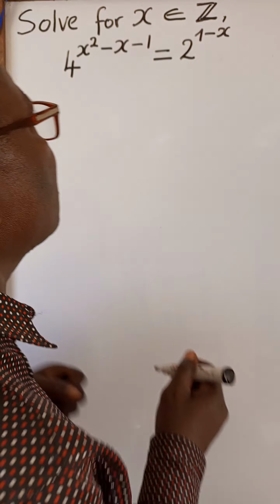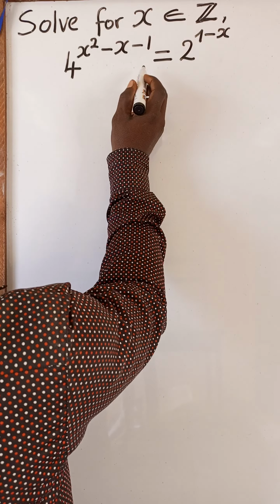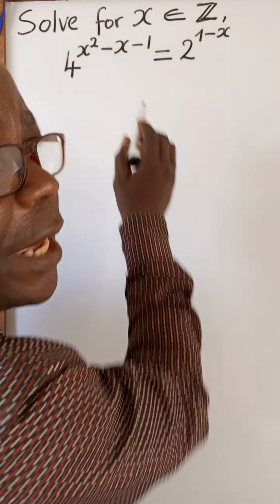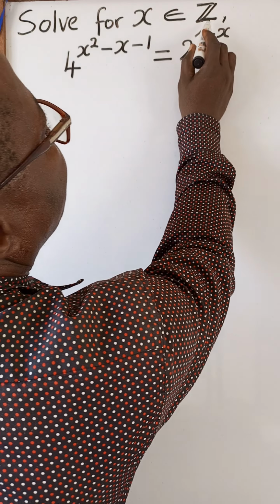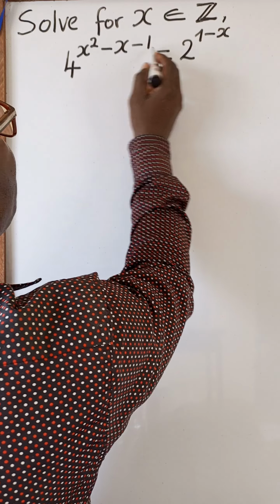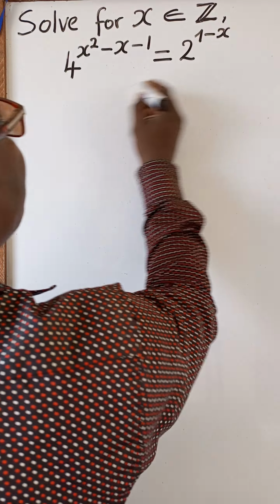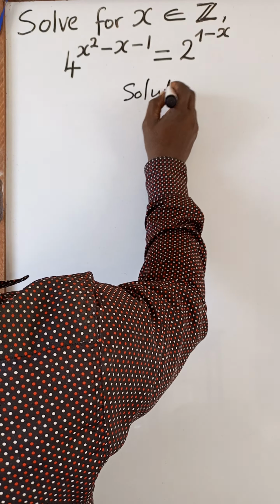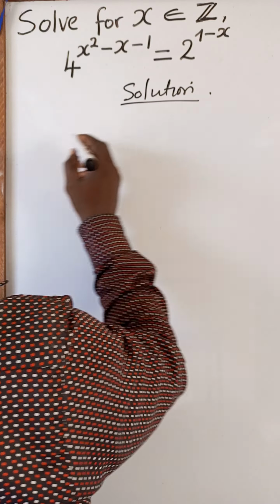Hello, let's look at this exponential equation. We are asked to solve for x, where x is an integer. In this equation, 4 to the power x squared minus x minus 1 is equal to 2 to the power 1 minus x. Let's quickly look at the solution.